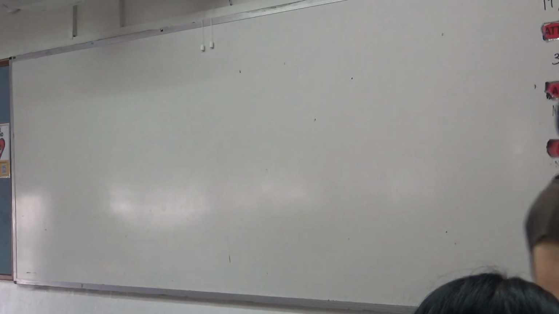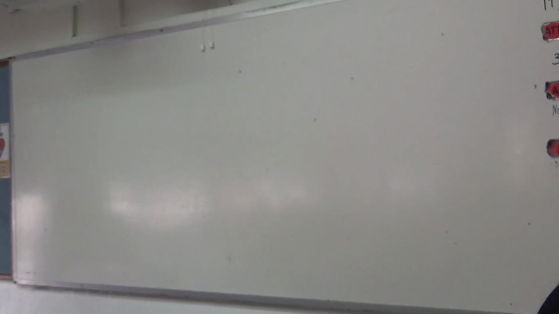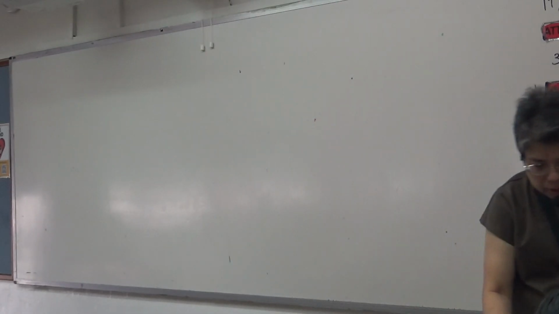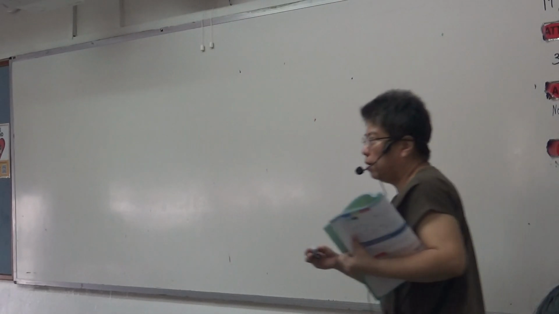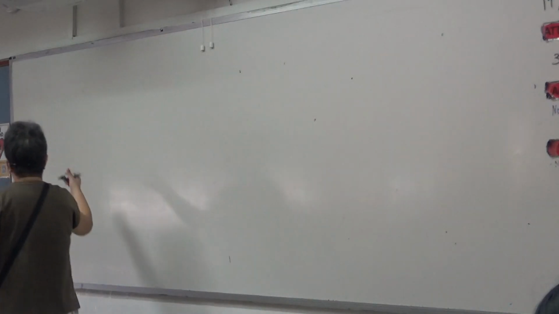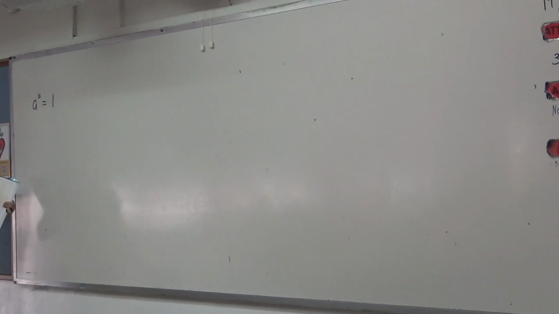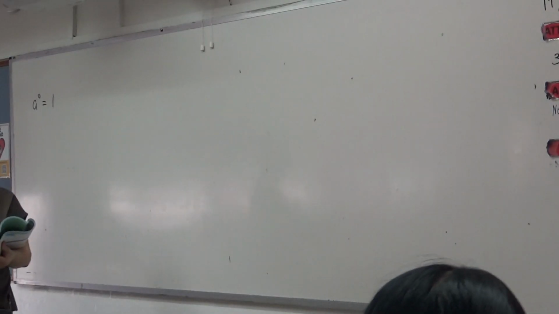Alright, so let's take a look at 0 index. Okay. I'm going to write the rule on the board. This is what we have. Anything to the power of 0 is what? 1. This is understood. Okay, any base to the power of 0 is 1.